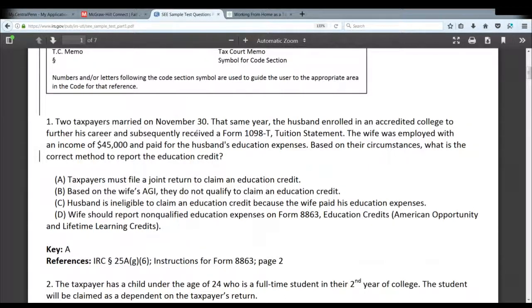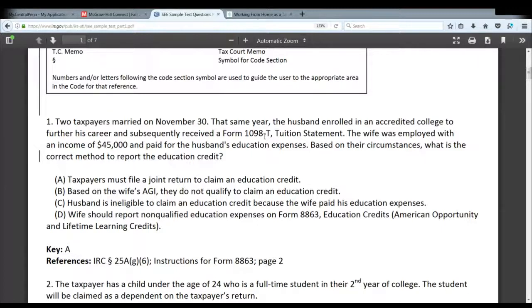Two taxpayers married on November 30th that same year. The husband enrolled in an accredited college to further his career and subsequently received a 1098-T tuition statement. The wife was employed with an income of $45,000 and paid the husband's education expenses. So based on their circumstances, what is the correct method to report the education credit? To me, that's an easy one. Based on the wife's AGI.